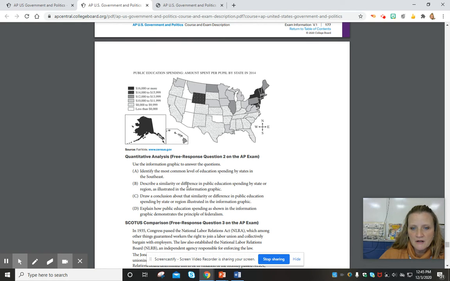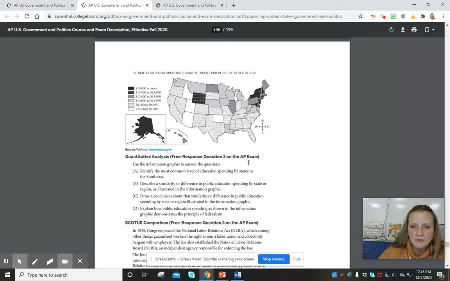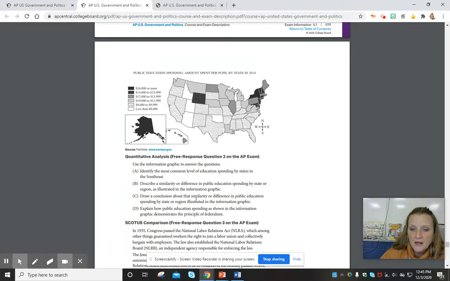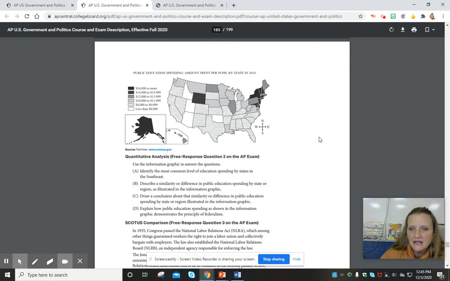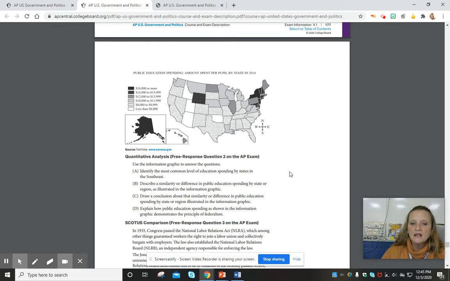All right, describe a similarity or a difference in public education spending by state or region as illustrated by the information graphic. Is there any place else that has a similar spending? How do you know? Draw a conclusion about the similarity or difference. So you're actually just analyzing what's going on here. That's pretty easy, but it's worth 4 points. You write very precisely, and you divide them up accordingly. So if you're talking about group A, you label your parts. Label your parts.